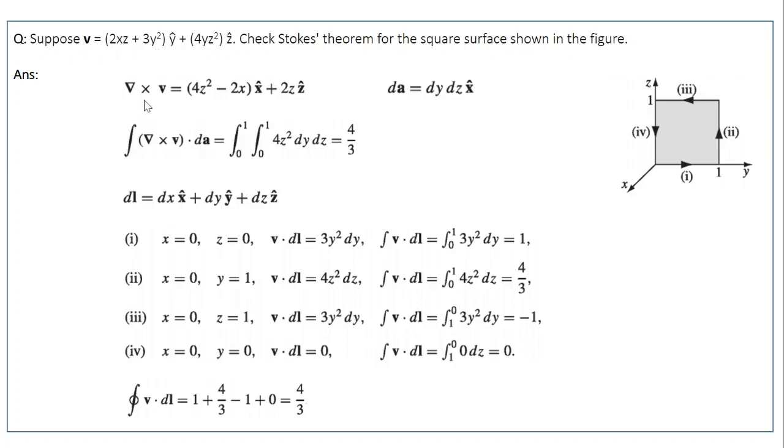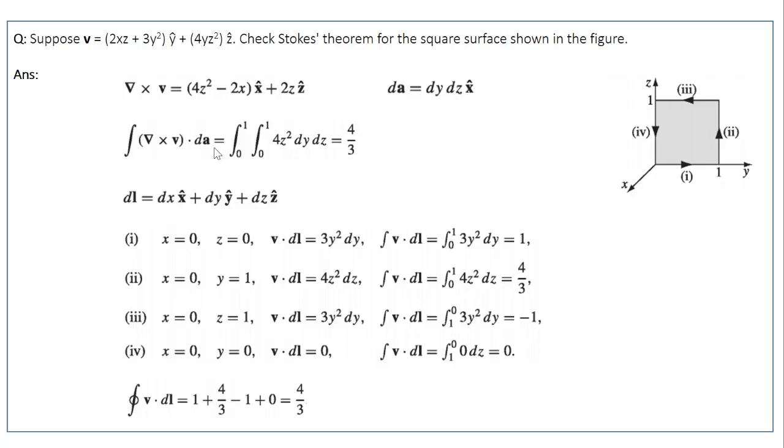From the function definition, you can quickly calculate curl of v. This will be (4z square minus 2x) x cap plus 2z z cap. You can do it for yourself. And look at the area element dA. You have a surface in the yz plane, and if you follow the right hand rule, place your fingers along the direction of this arrow, your thumb will be along the x direction. So the direction of the dA element is along the x direction, and since this is in the yz plane, the magnitude is dy dz.